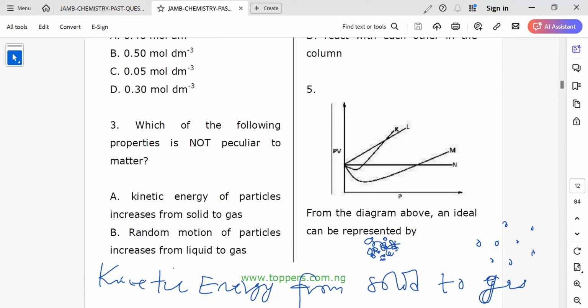Then B, the random motion of the particles increases from liquid to gas. Yes, of course, because as the molecules spread far apart, they can move randomly. They can move in any direction. Therefore, the order is higher in liquid than in the gas. As a result of that, due to the high entropy of the gas, they can easily move. So it means that options A and B are correct. Okay, so now the next option is option C.